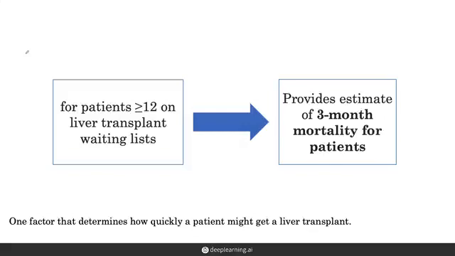In our second example, we're going to be looking at mortality or death. We will be looking at a score that is used for patients over the age of 12 that are on liver transplant waiting lists. This score gives an estimate of the 3-month mortality for patients and is one of the factors that determines how quickly the patient might get a liver transplant.